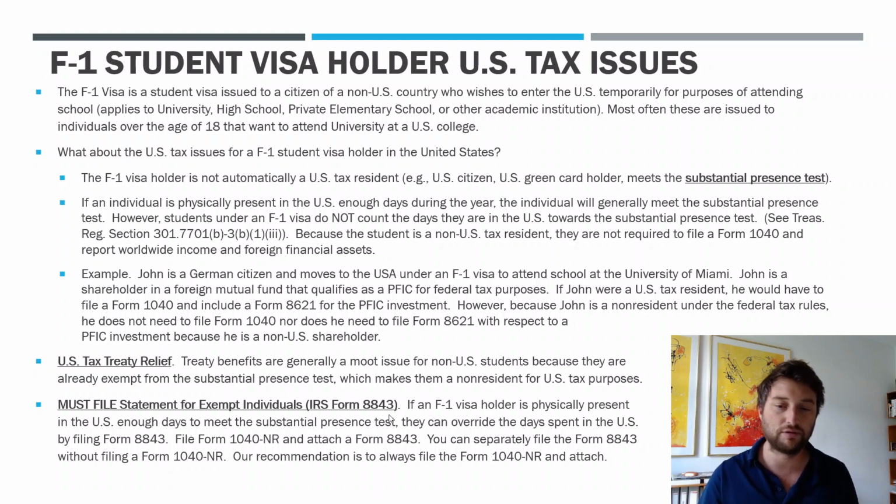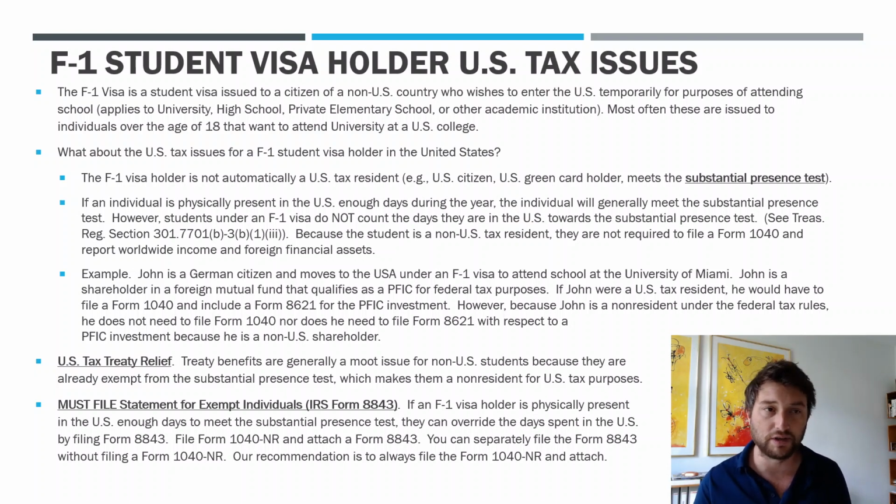But what you have to do, in order to override the day count, and you're an exempt individual, which includes a student, it's very clear in the regulations and the instructions, you've got to file this 8843 with the IRS to basically assert that you're in the U.S. for enough days to meet the substantial presence test, but you're going to override it because you're on an F-1 visa, right?